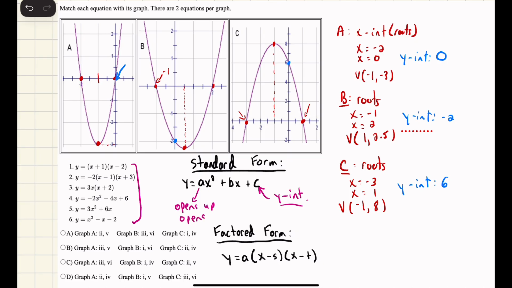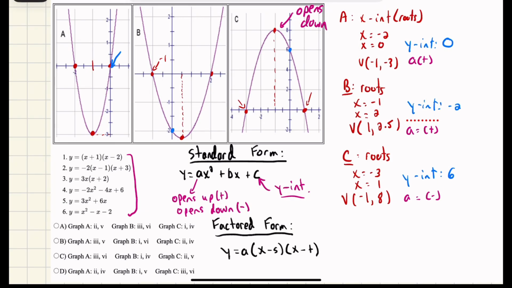And if it opens down, then it's going to be negative, and if it opens up, it is going to be positive. And this is important because we could see that for graph C here, this one opens down. So then we know that your A is going to be a negative value, whereas for the rest of these, we're looking for positive A values here.